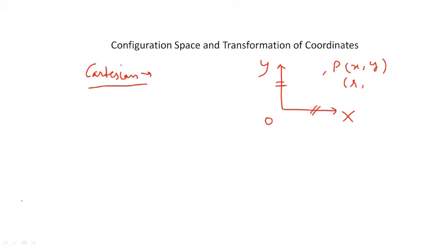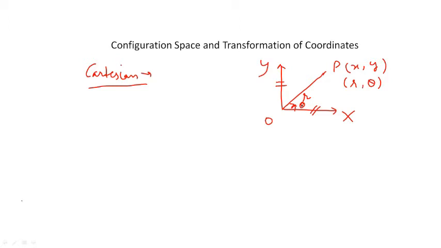Those will be r and theta. If I draw a line from O to P, then that becomes r, and theta is the angle rotated by line OP from the x-axis in the anti-clockwise direction. Right?